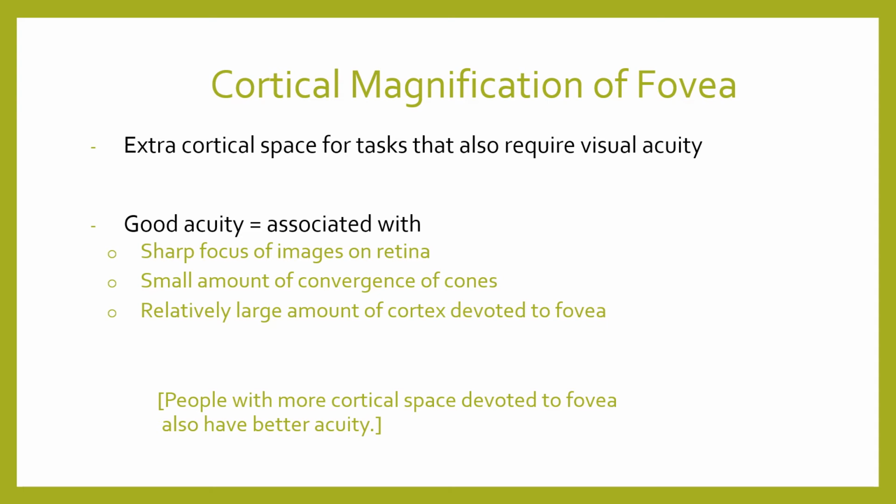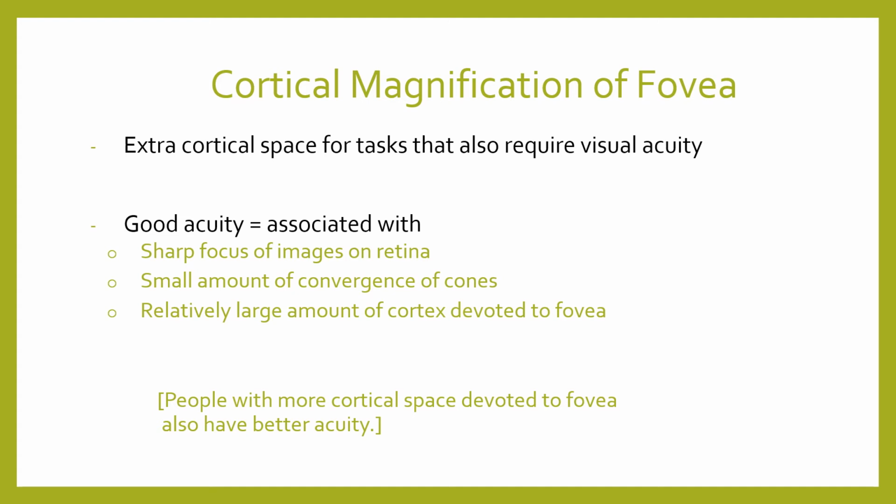So it turns out we have extra cortical space for those tasks that also require visual acuity. So when we are looking at something and getting that more detailed information, we're looking at that because that task requires visual acuity. Good acuity is associated with a number of things. 1, a sharp focus of images on the retina. 2, that small amount of convergence of the cones. And 3, a relatively large amount of cortex devoted to the fovea.